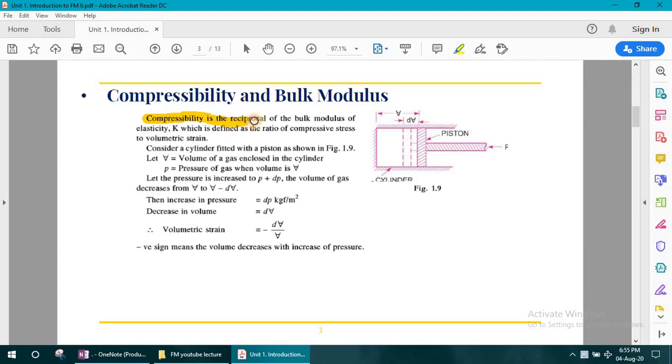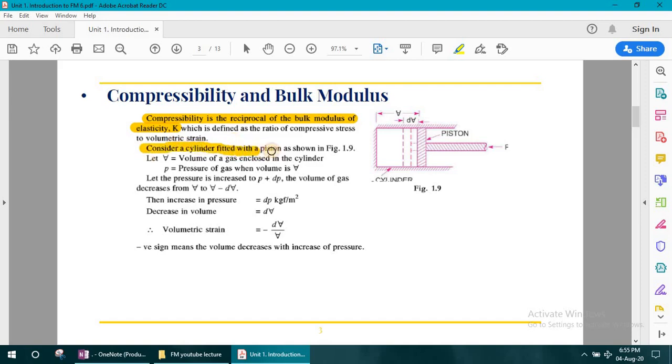So compressibility is the reciprocal of bulk modulus of elasticity. In simple definition, what is meant by compressibility? Compressibility is the reciprocal of bulk modulus of elasticity, represented by K. Now let's see how it works.